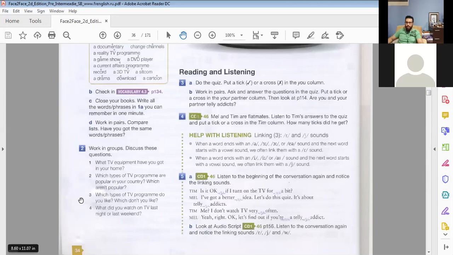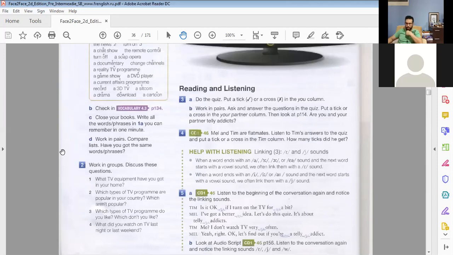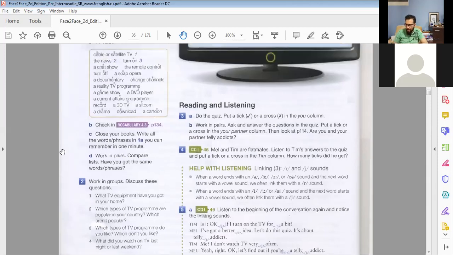Number 3, which TV programs do you like and which ones don't you like? So this is about you. Yes, I like programs about drama. Drama shows or drama programs. You like them? Series, movies? Yes, and that is all. I don't like TV very much. So you only like drama?